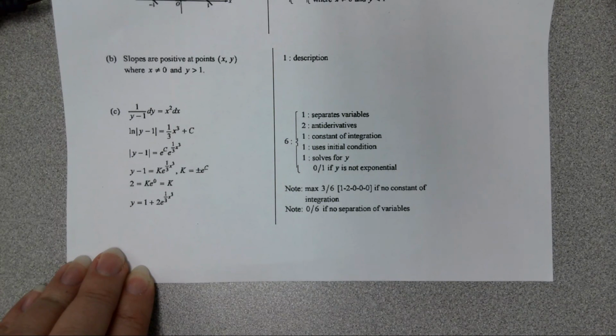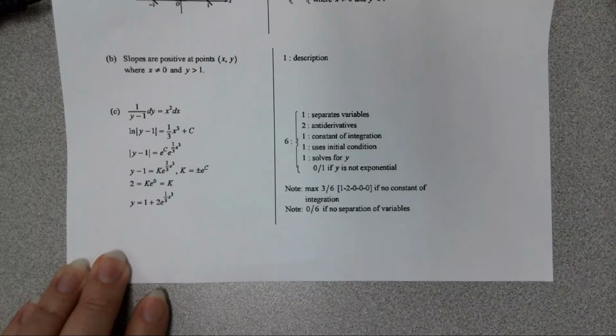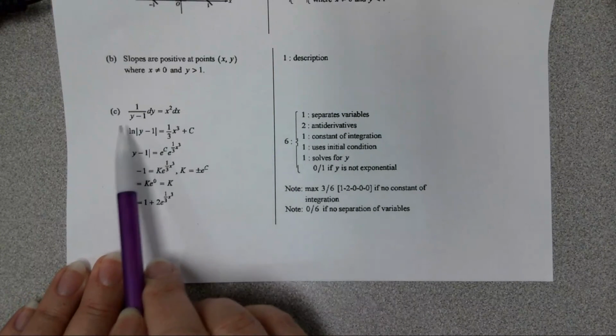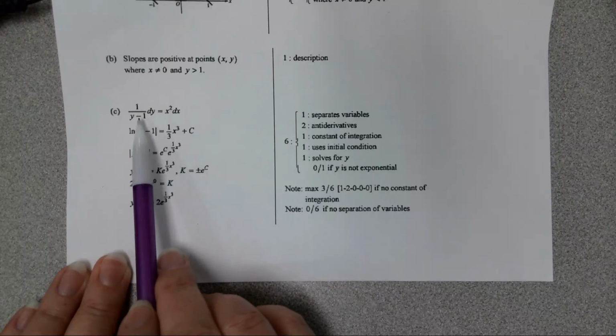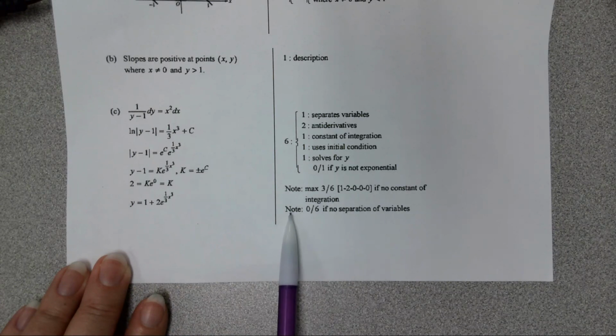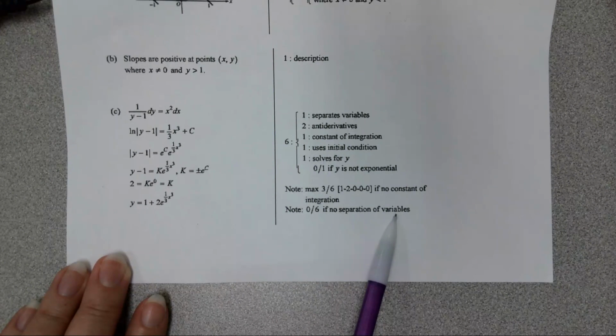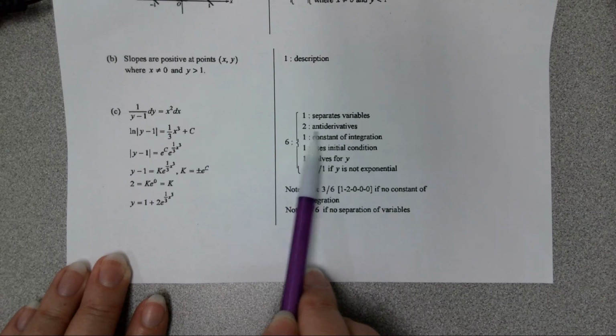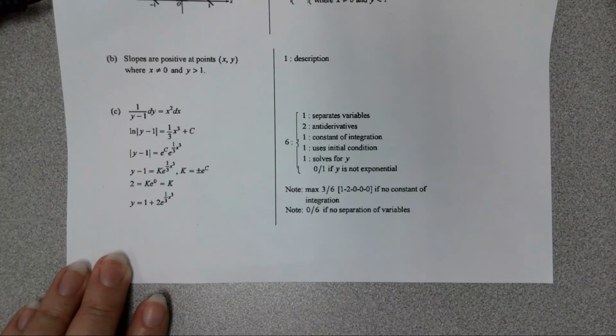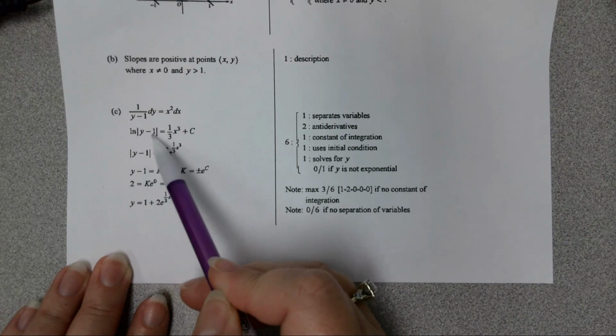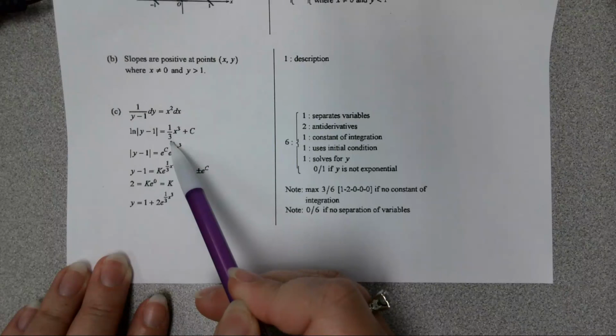We have a differential equation problem. So the first one is separate variables. So you separate your variables, which we did. Now note down here, 0 out of 6 if you don't separate your variables. So you have to separate the variables. That's step 1. Now this one, remember sometimes I told you they gave you 1 point for doing the integration. This one in particular, they gave you 2 points. So you get a point for this integration and you get a point for this integration.